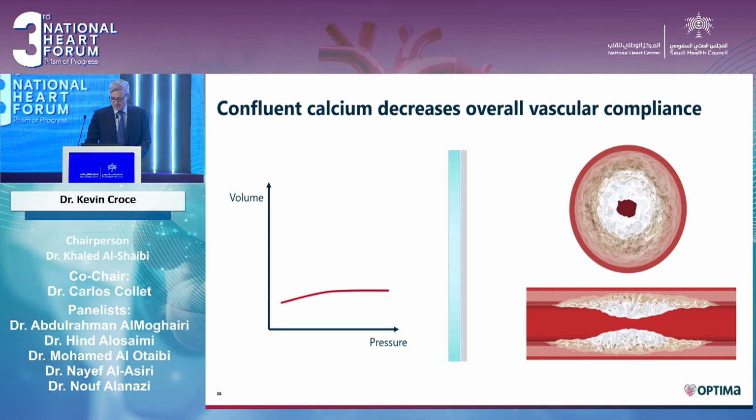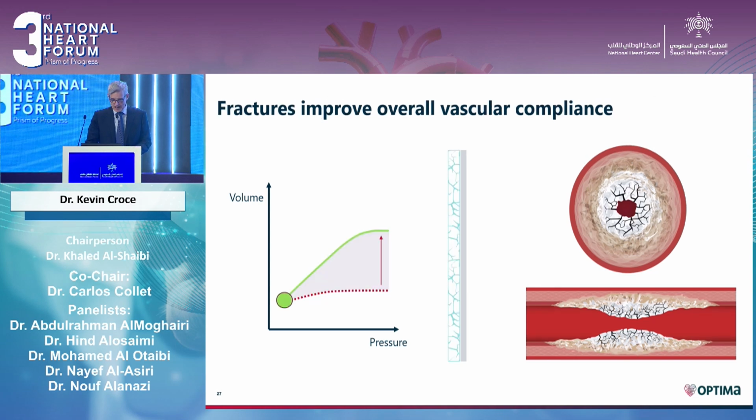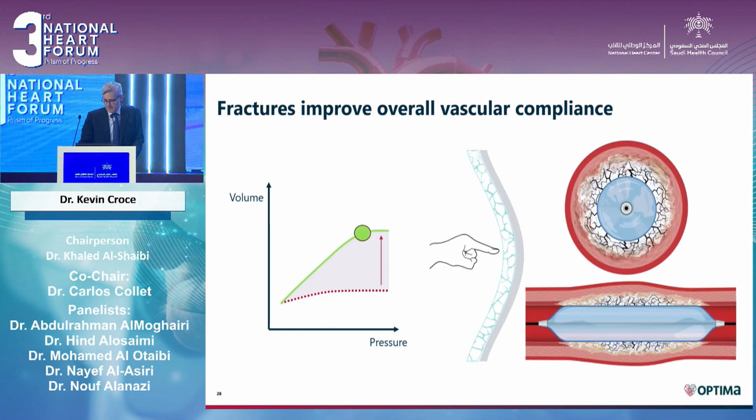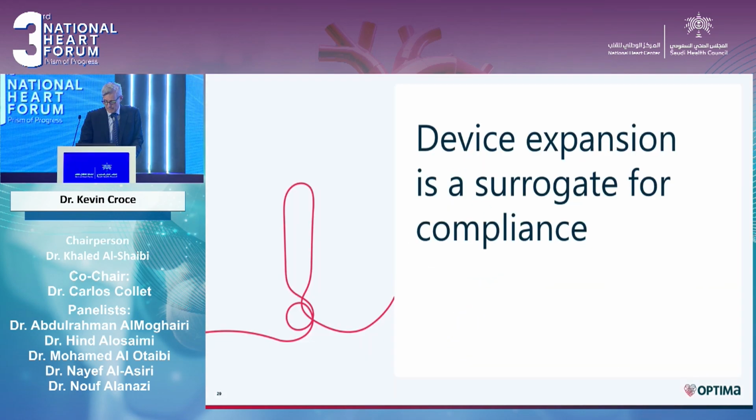Confluent calcium decreases overall vascular compliance, but once we're able to fracture it, we're able to see that the same change in pressure of the balloon leads to growth of volume. And this is how we're able to modify calcium to get it to expand appropriately, to allow us to get high expansion stents and restoration of luminal flow.